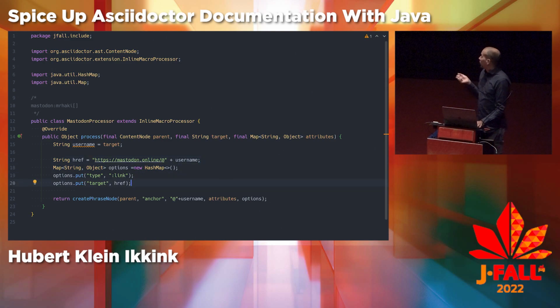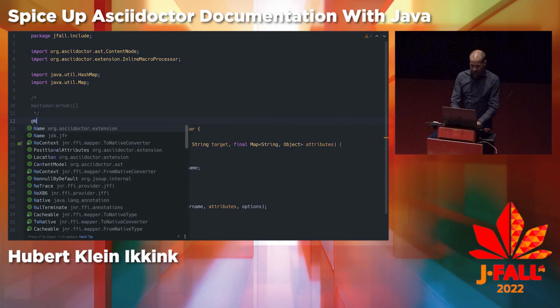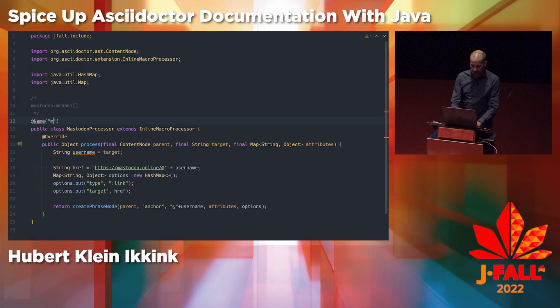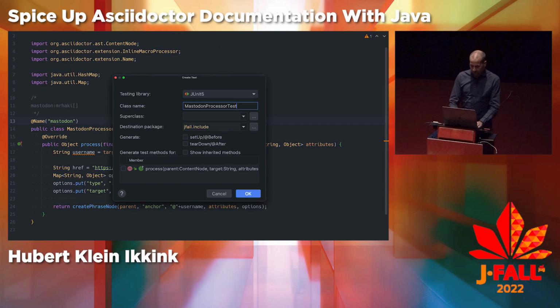So we provide an option object. We make an anchor. We have a text. Now we need to make sure that there is a name, so that can be recognized as the implementation of the inline macro Mastodon. And now we can write a test and see if it works.